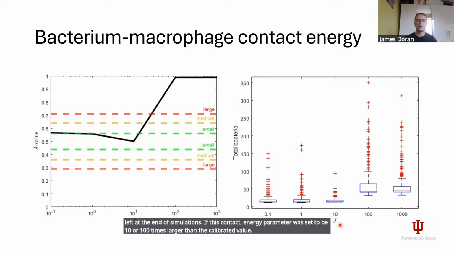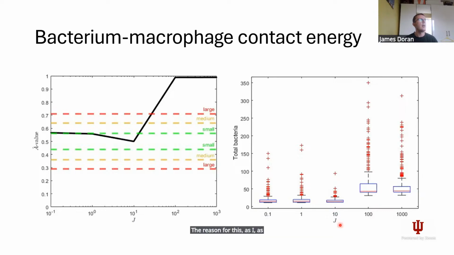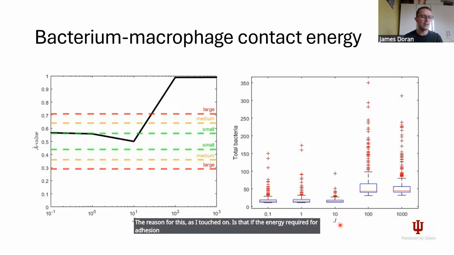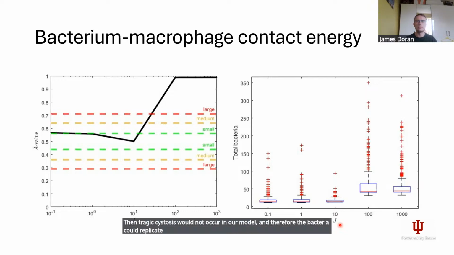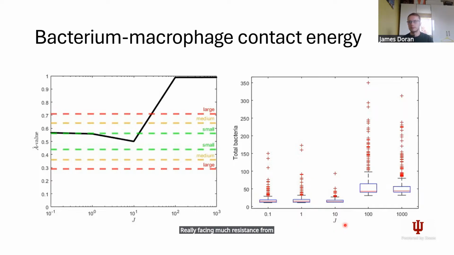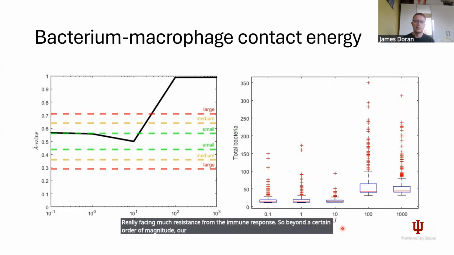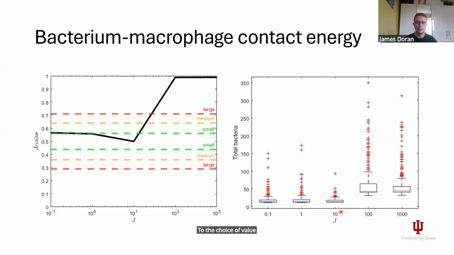The reason for this, as I touched on, is that if the energy required for adhesion between a bacterium and a macrophage was too great, then phagocytosis would not occur in our model, and therefore the bacteria could replicate and grow large in number without really facing much resistance from the immune response. So beyond a certain order of magnitude, our model was sensitive to the choice of value for this key parameter.